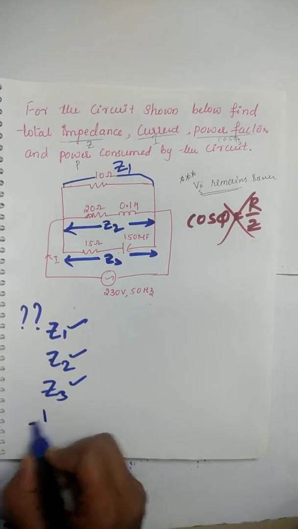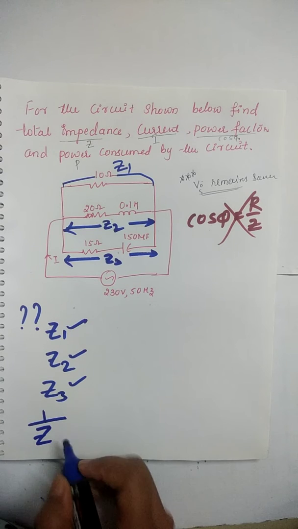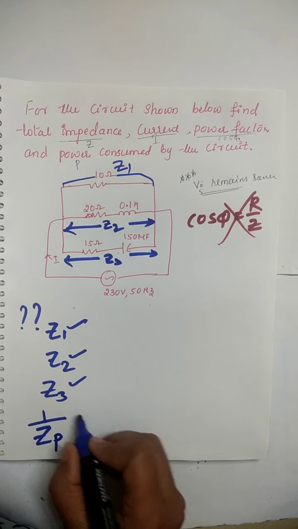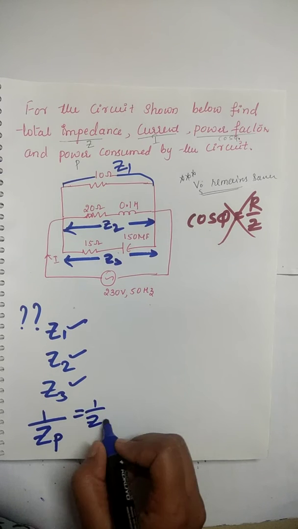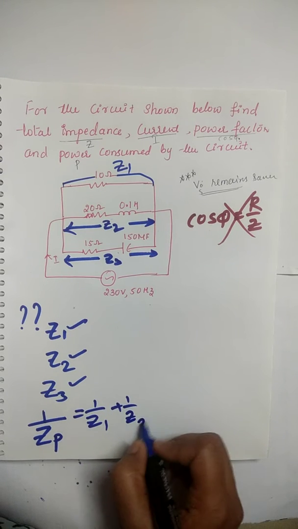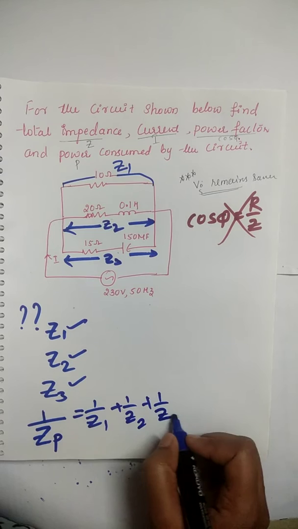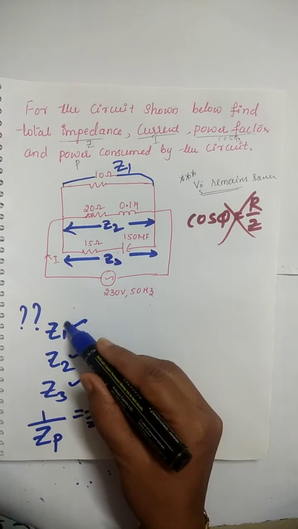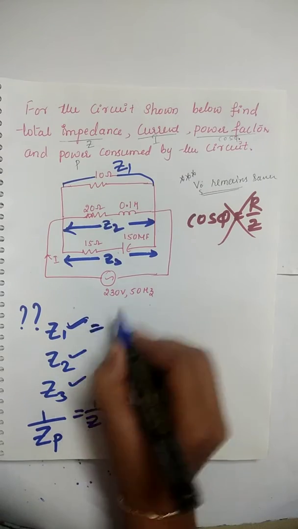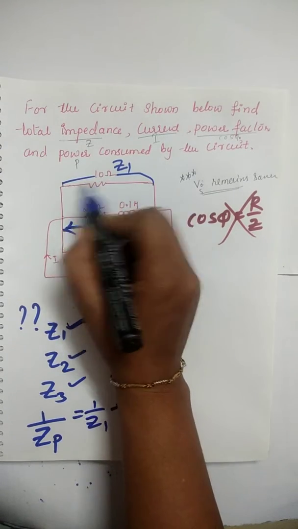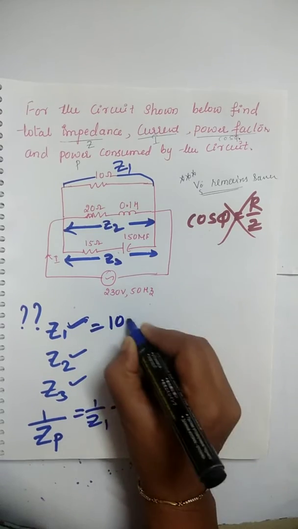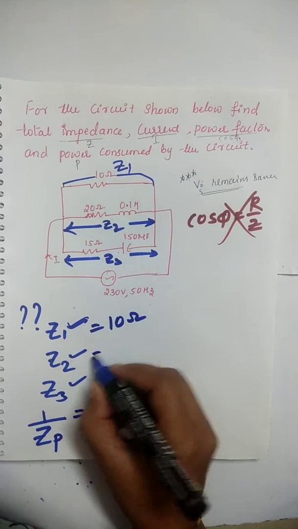We can use the same concept we used for resistors in parallel. So 1 by ZP is equal to 1 by Z1 plus 1 by Z2 plus 1 by Z3. In the same way we can do it. So the only thing is how to calculate Z1, Z2 and Z3. What is Z1? Z1 consists of only a single resistance, a pure resistance, so you can take it directly as 10 ohm.